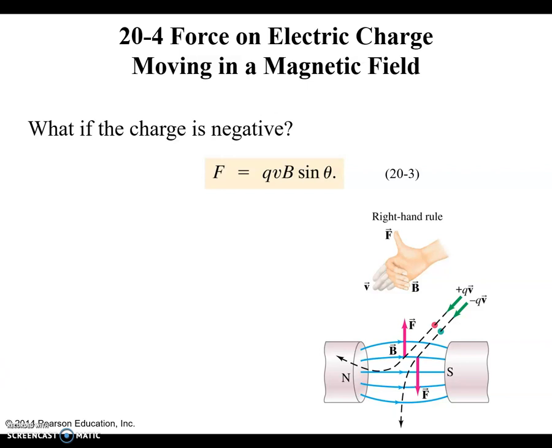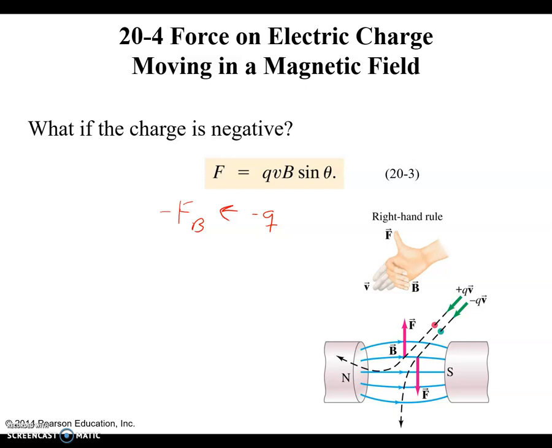At this point, we need to address a certain question. Here we have our equation that the magnetic force is equal to QVB times the sine of theta. But what happens if the charge is negative? Obviously, if you have a negative charge, that's going to create a negative force. Well, what do we mean when we have a negative force? We just mean that the force is in the opposite direction.